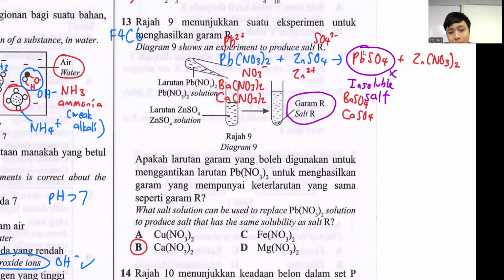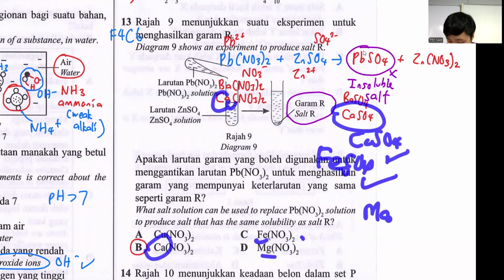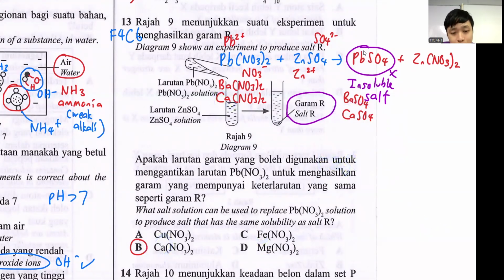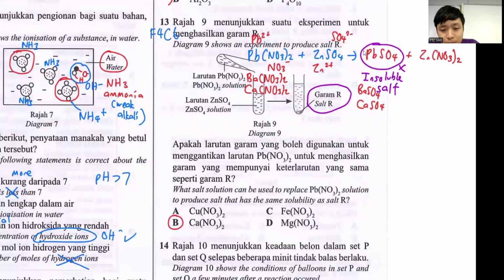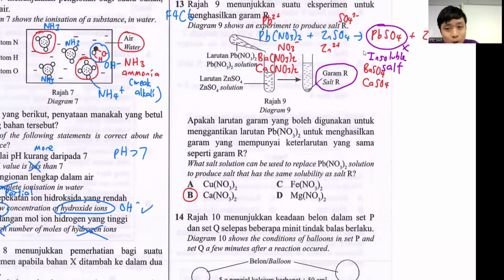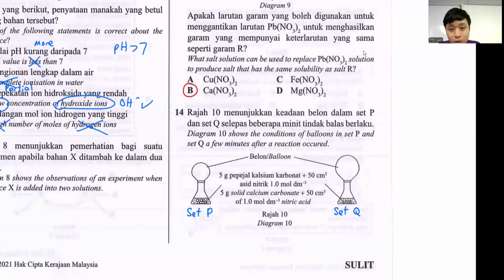It cannot be copper, right? You will get copper(II) sulfate, a blue solution which is soluble. FeSO4 is soluble. MgSO4 is soluble. So we can only get calcium. This one, if you don't know the basics, then it'll be troublesome. Okay, and then question 14.